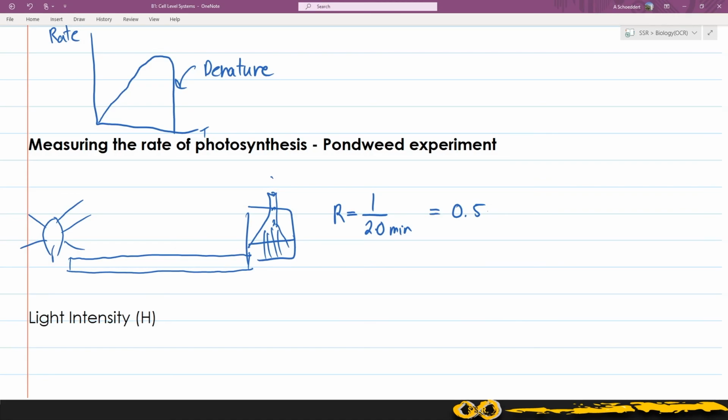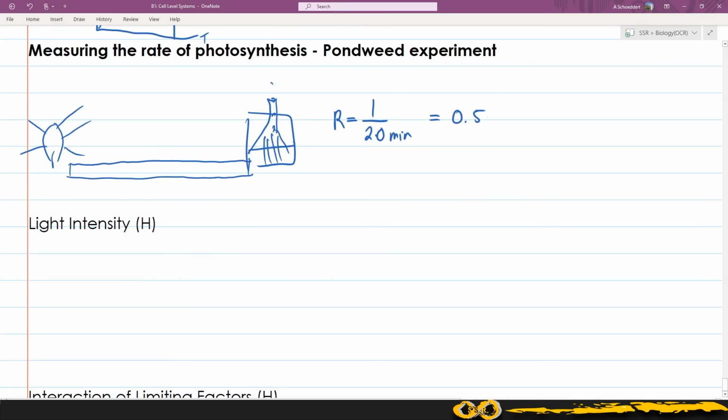Those of you who are taking the higher syllabus, you'll also need to be able to calculate light intensity using the inverse square law. What this law states is that the light intensity will go down with the square of the distance from the light source. So the formula is light intensity is 1 divided by distance squared.